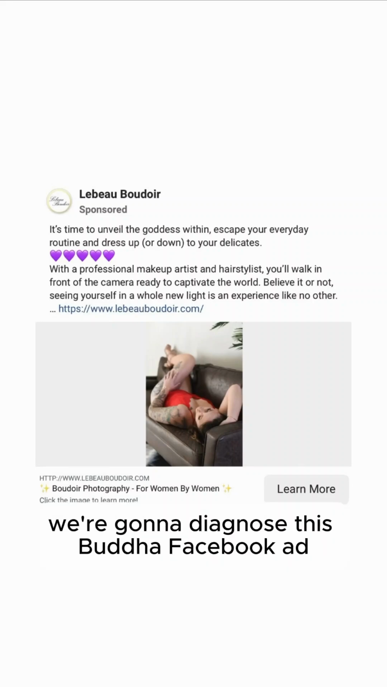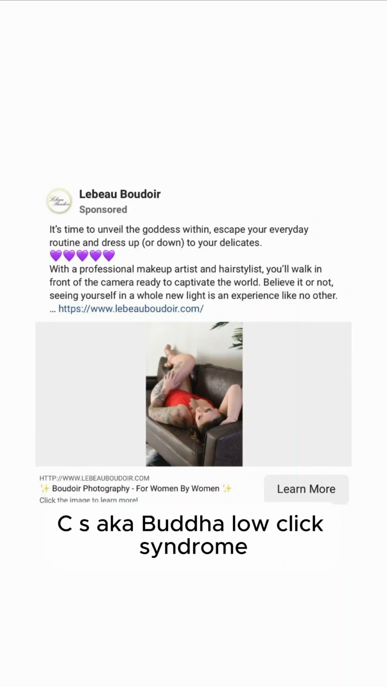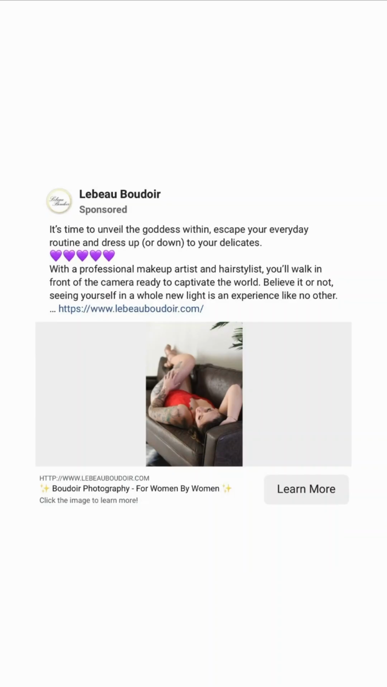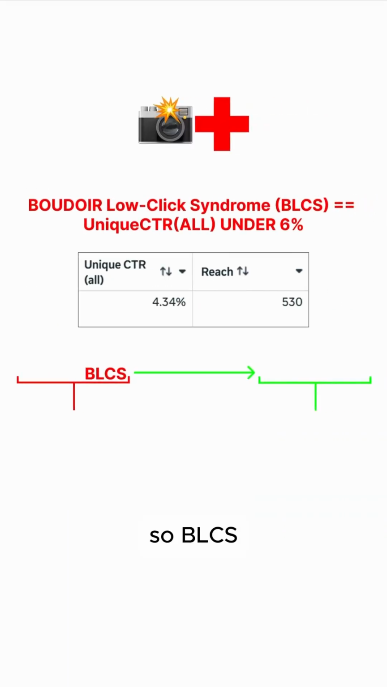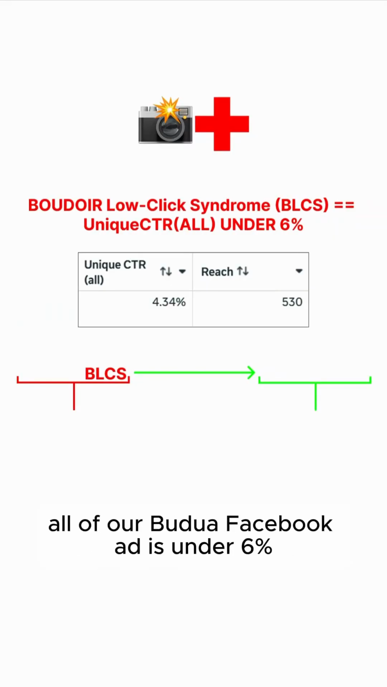All right, y'all, we're going to diagnose this Boudoir Facebook ad, see if we believe it has BLCS, aka Boudoir low click syndrome. So, BLCS, Boudoir low click syndrome, is when the unique CTR of our Boudoir Facebook ad is under 6%.